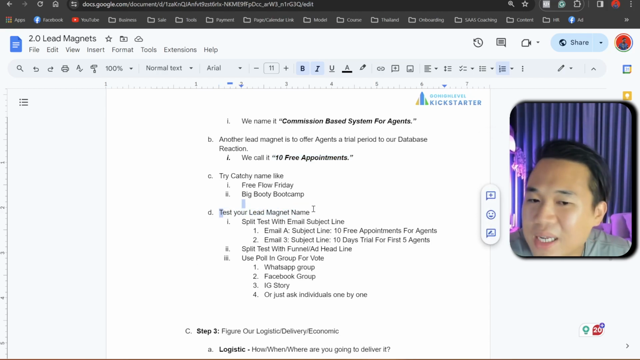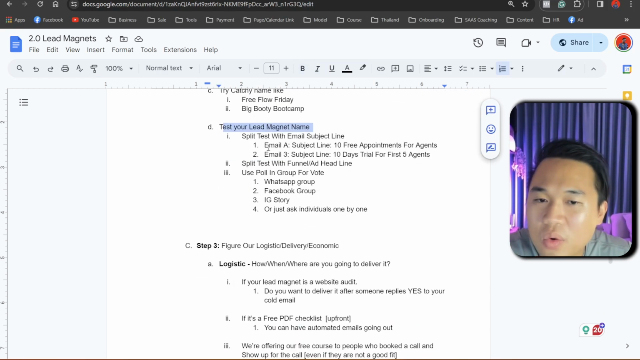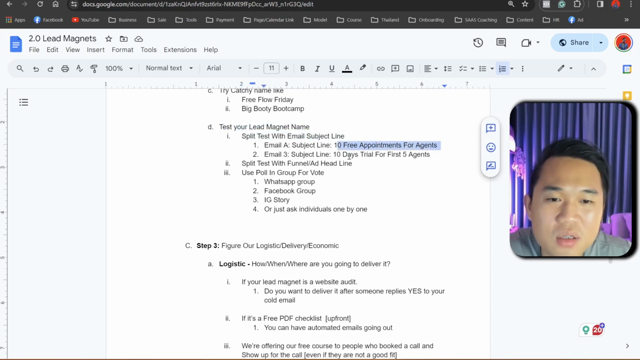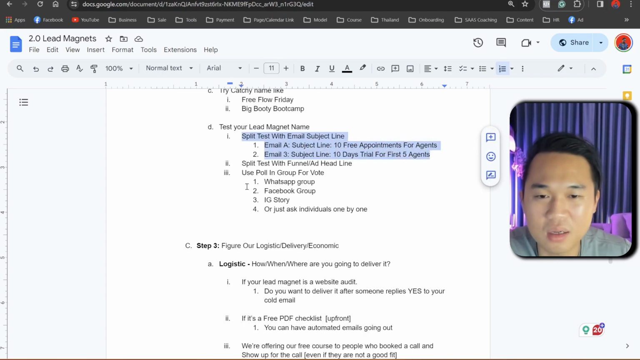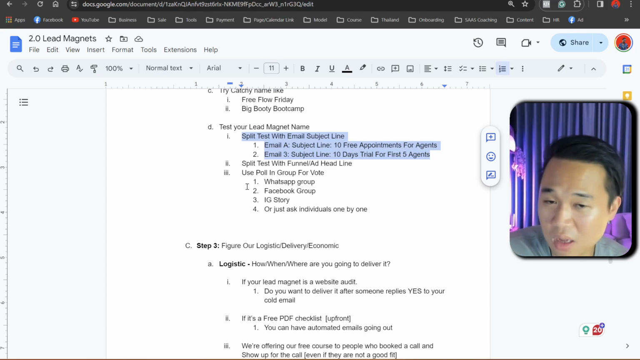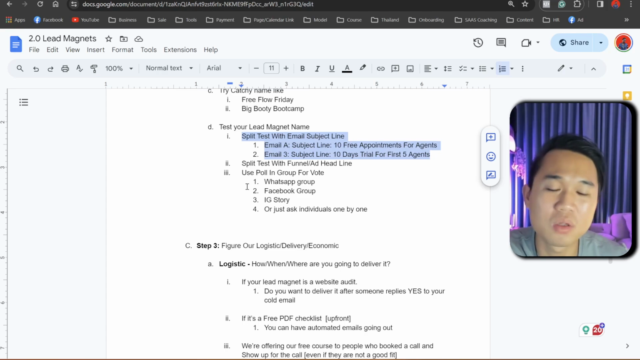Then you want to test your lead magnet name, right? So in email, you want to split test different subject lines: 10 free appointments for agents, 10 days trial for first 5 agents, right? That's what split test means, A/B testing. And when you split test, I would recommend doing 2 variables at a time, or maybe 3 variables maximum. Do not split test like 10 or 7, right?